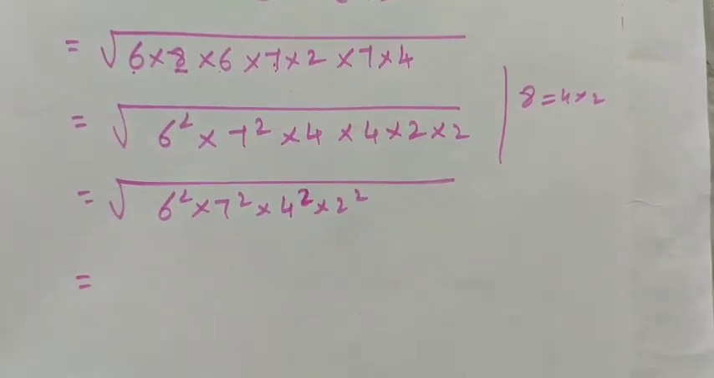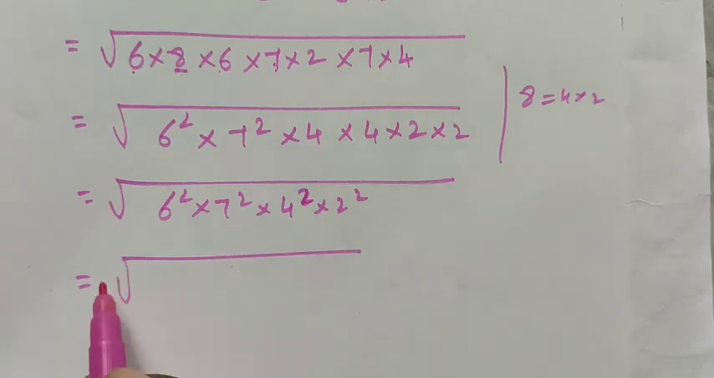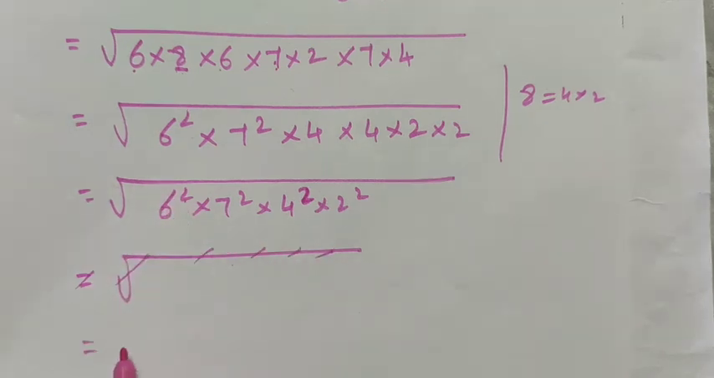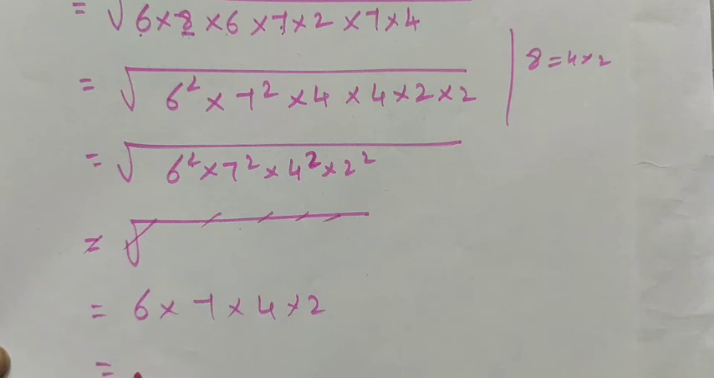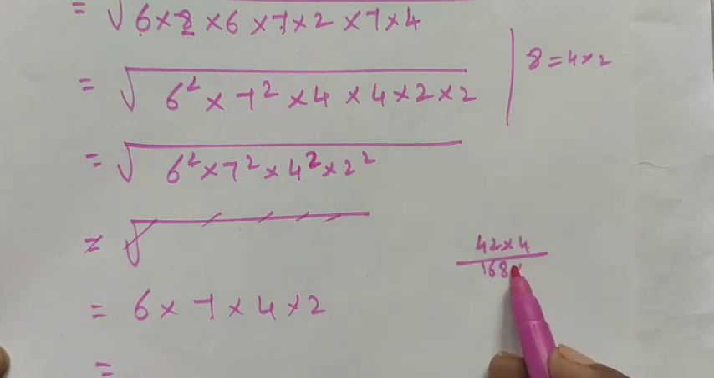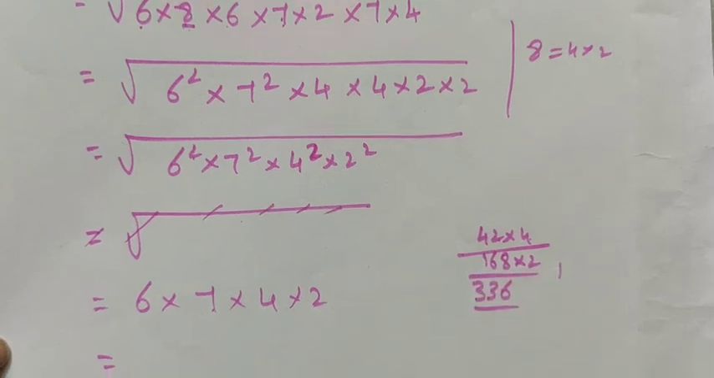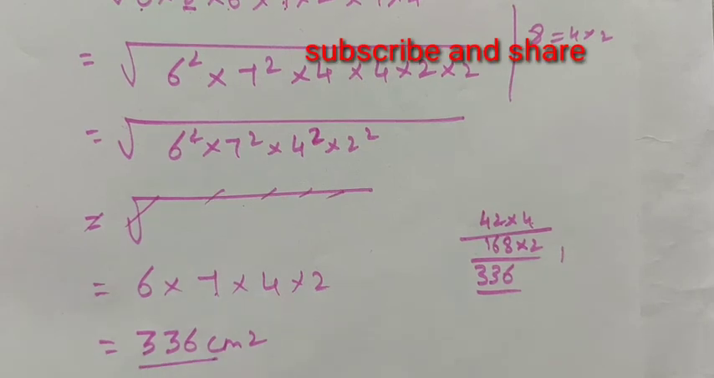This term is equal to root of this. Now if we cancel the root, square and root will cancel. Then we get the value as 6 into 7 into 4 into 2. Now multiply this: 6 7s are 42, 42 into 4 is 168, into 2 is 336 centimeter square. So the area of triangle ABC is 336 centimeter square.